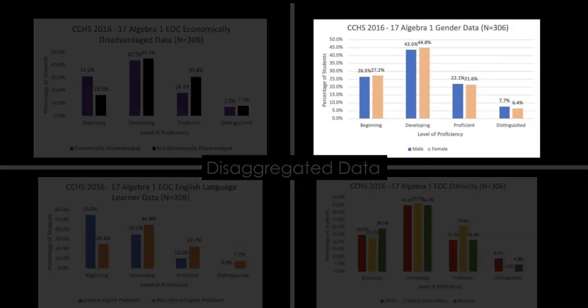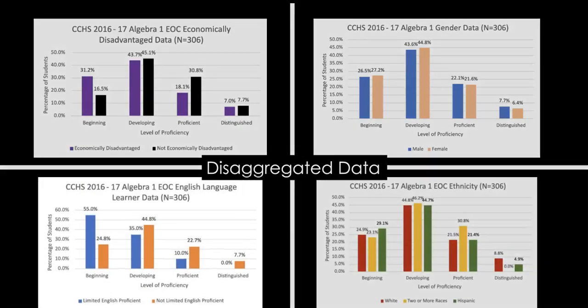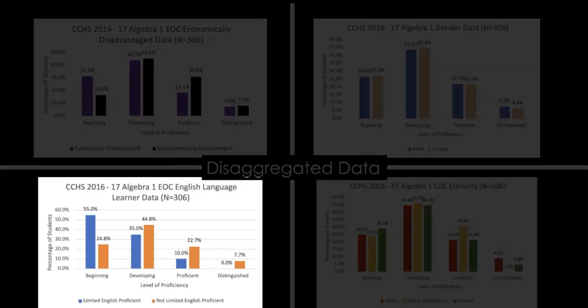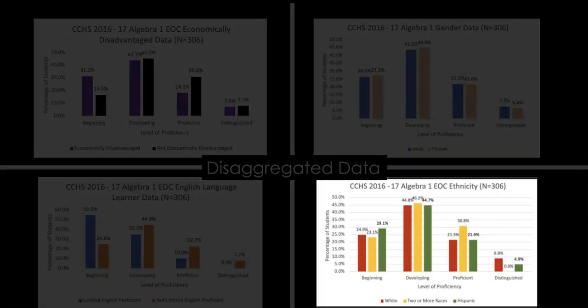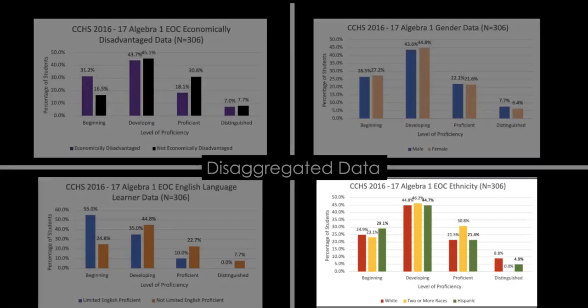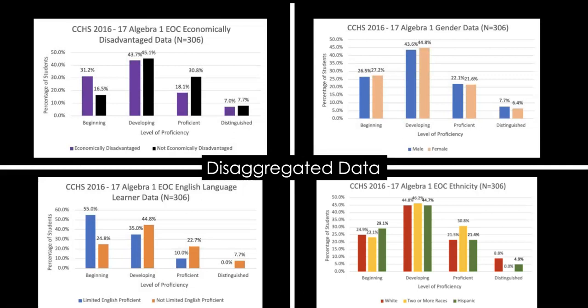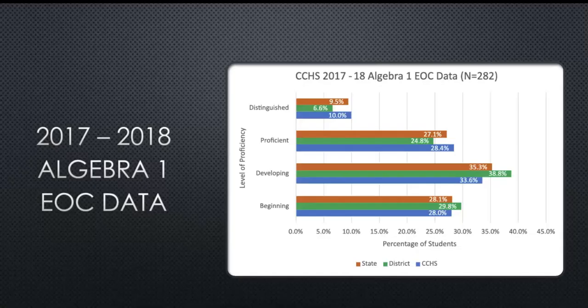Top right is going to be gender. The bottom left is going to be the English language learners. And then the bottom right is going to be ethnicity. If you notice, there's another bar in this particular graph. We have white, Hispanic, and then multiracial. All right, for this year, there was a total of 306 students who took the Algebra 1 EOC.